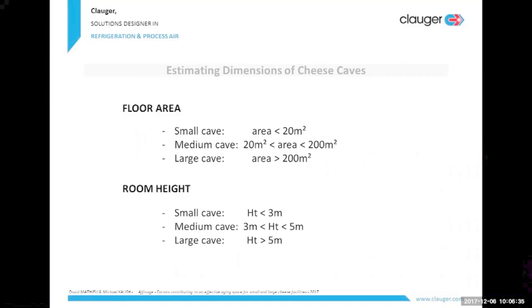So, trying to segregate a bit what is a small cave, a medium cave, or a large cave, just to give some ideas. Something below 20 square meters will be considered quite a small cave, 20 to 200 a medium cave, and when we are above 200 square meters, that starts to be a large facility, a large cave. A cave or a drying room or whatever the process is. Also, a small room will be under 3 meters high. 3 to 5 meters starts to be a medium height, and above 5 meters that starts to be pretty high, so normally a larger area.